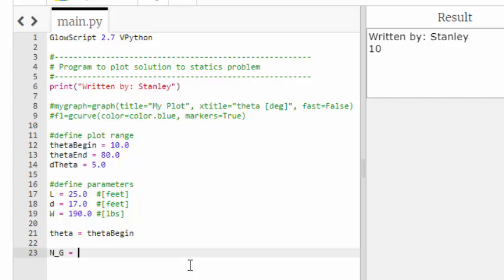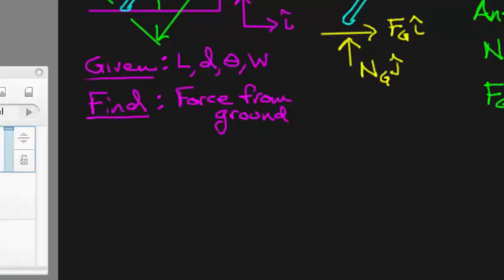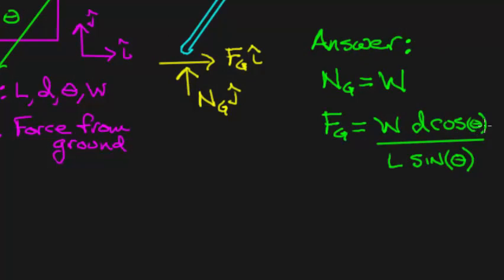And what was that? That was just W. That one's the easy one. Then I had the friction force at the ground, and that was a little more involved. It had a W. In fact, let's go look at that expression if we can. It had a W times a D cosine theta in the numerator, and it had an L sine theta in the denominator.